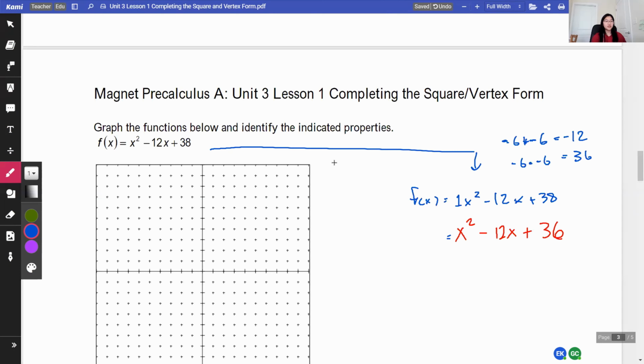So what do we need to add to 36? Well, we can add 2. And so now we have a perfect square trinomial of x minus 6 quantity squared. That's this first part. And then we have plus 2. There it is. So then we found our vertex form. But what would you want to do, Mr. Kirk?